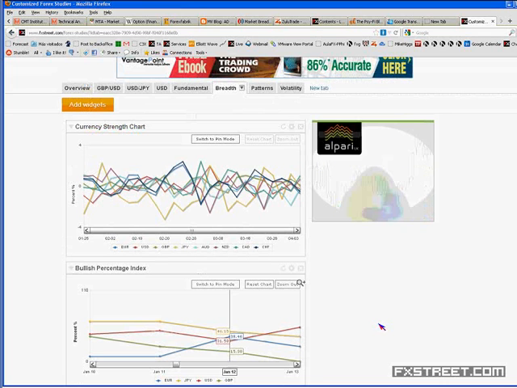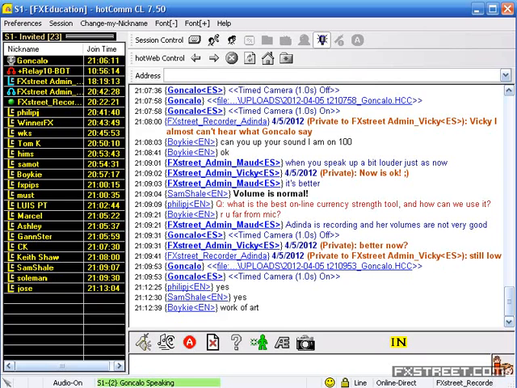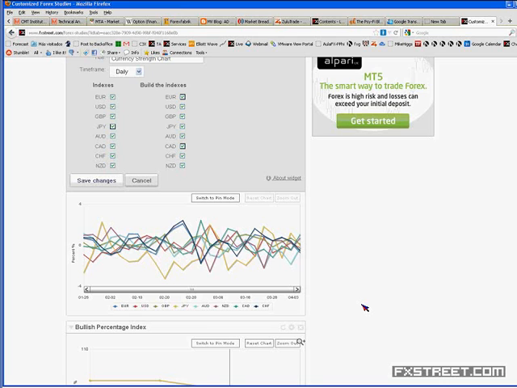Can you see it? Can you see it well? The chart I have. Philip, is it okay? Okay. And you see, you can customize it or choose the currencies you want to build the indexes. Basically, what this tool does is it builds a basket or an index for each currency based on a series of other currencies.